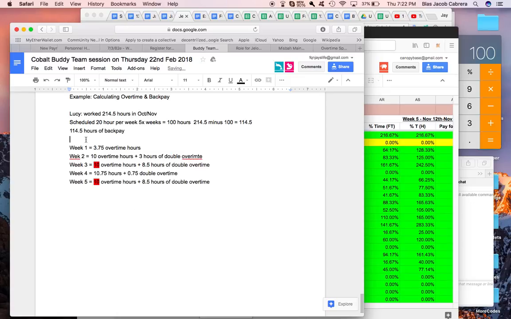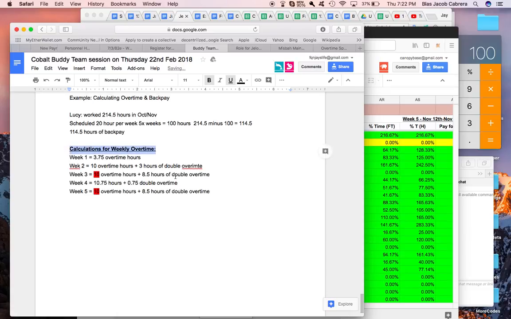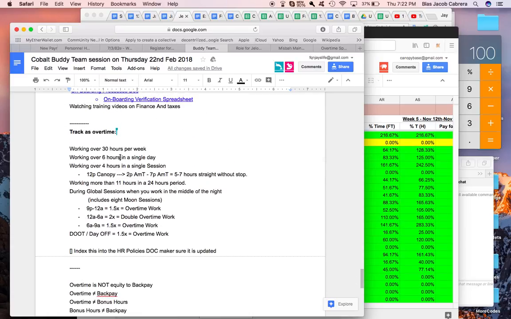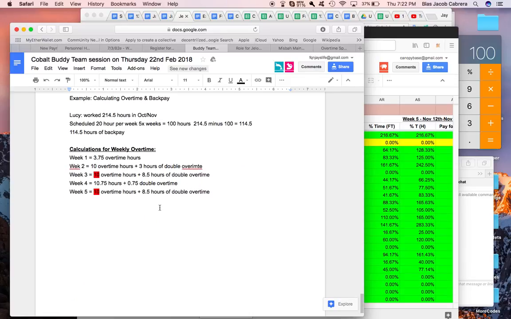So these are the calculations for weekly overtime, right? But it's also possible that she may have worked more than 6 hours in a single day or more than 4 hours in a single session. So Lucy could also be accumulating daily and session overtime, but she would have had to track that, okay? So we're not going to worry about that right now. Right now we're going to skip daily and session overtime. So just to calculate this out, we can add it all up.